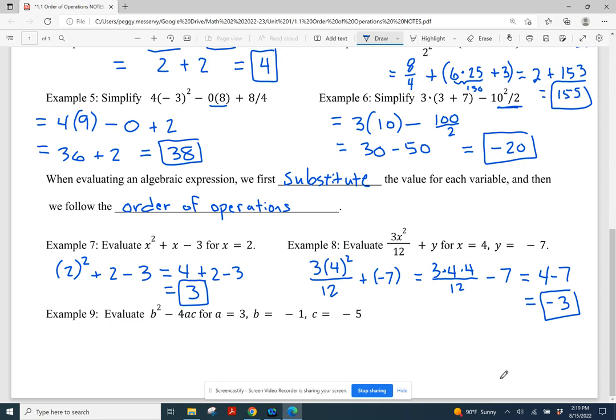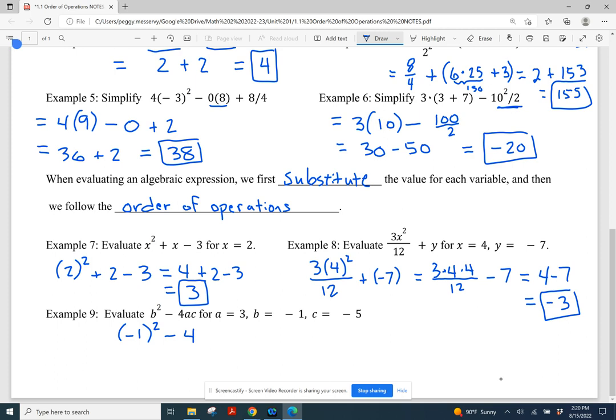Okay, last example. We're going to take b squared minus 4ac and evaluate it when a is 3, b is -1, and c is -5. So we're going to be really careful here to make sure we get the variables in the right place. B is -1, so we're going to replace the b with (-1). Notice the parentheses. They're super important. The -1 is squared, not just the 1, but the -1, and it matters.